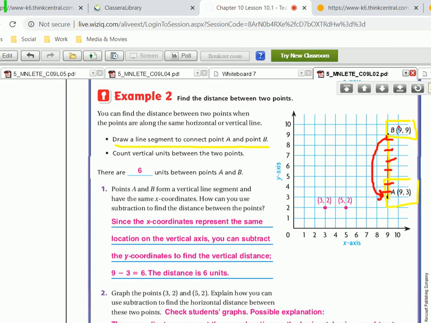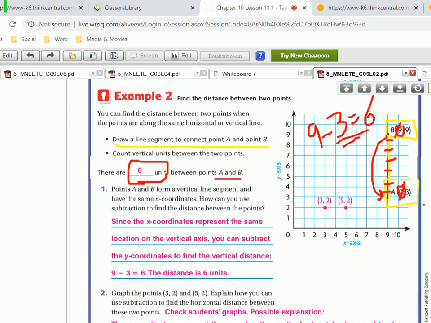Okay, if we want to get the length of the line, all we have to do is subtract the numbers that are different. So we have two like numbers. We have 9 and 9. Cancel them, and then subtract the two different numbers. 9 minus 3 equals 6. So that's the number. We have 6 units between the 2 points A and B.